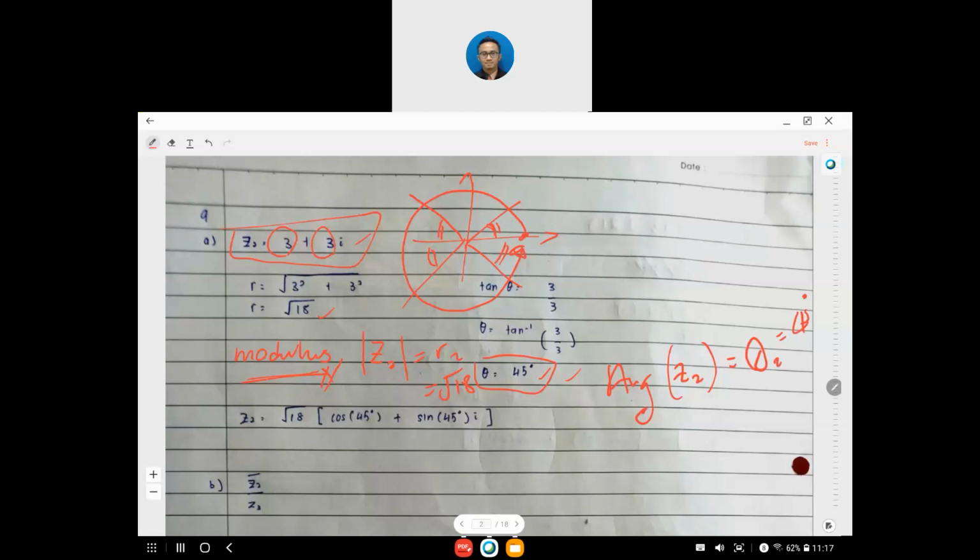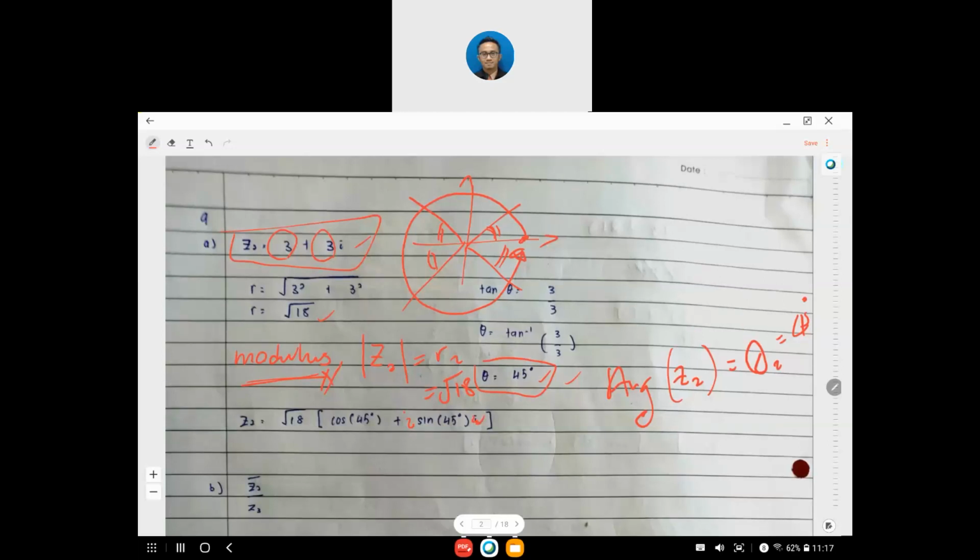And then usually we write I here, kat depan ni. Okay. Sebab kalau buat kat belakang ni dia seolah-olah sudut yang darab dengan I. Sebenarnya bukan sudut yang darab dengan I. But sin darab dengan I. Okay. Boleh? Okay. Question B.